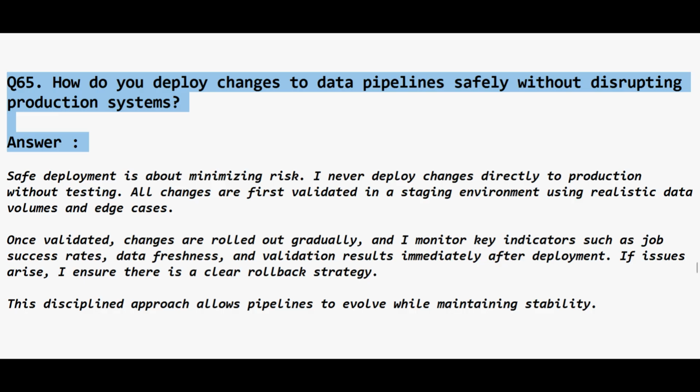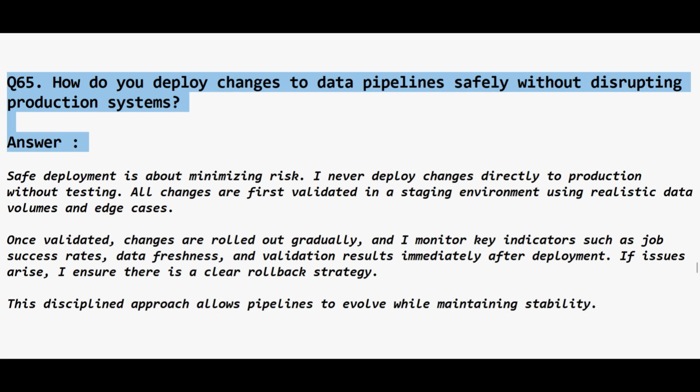Question 65. How do you deploy changes to data pipelines safely without disrupting production systems? Answer. Safe deployment is about minimizing risk. I never deploy changes directly to production without testing. All changes are first validated in a staging environment using realistic data volumes and edge cases.